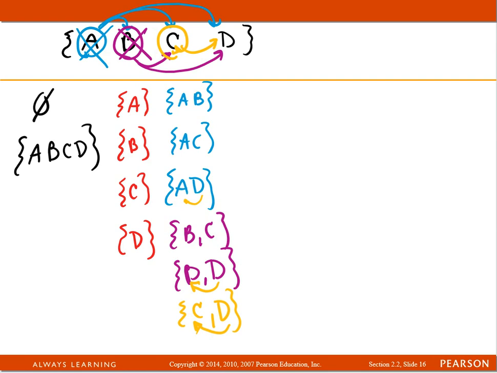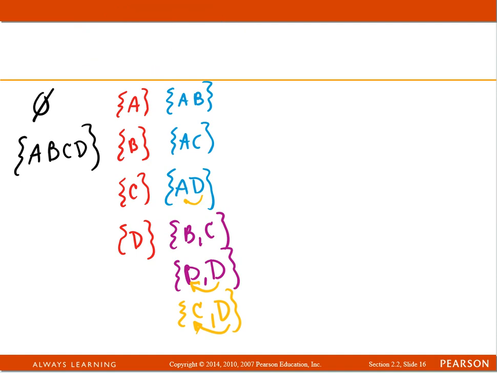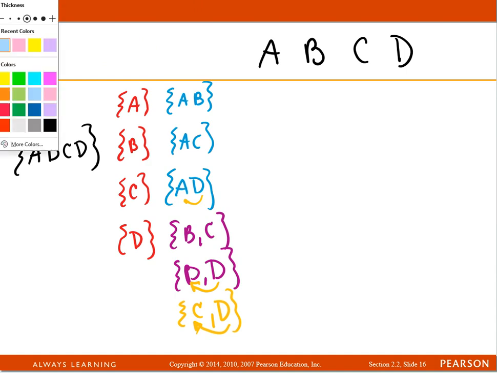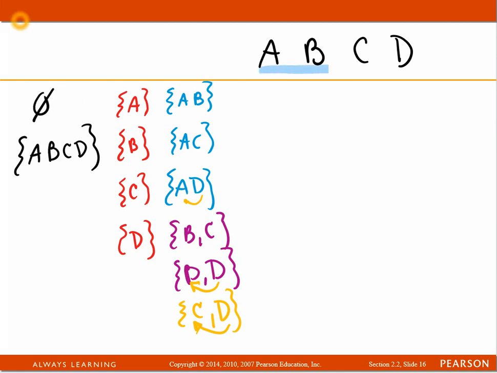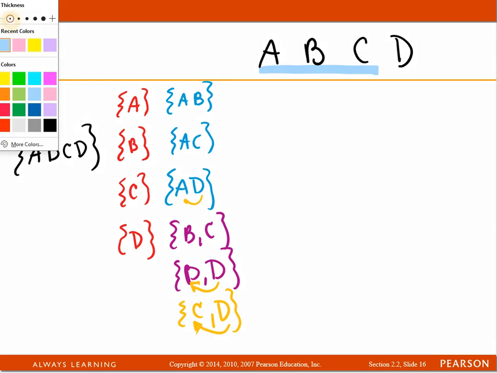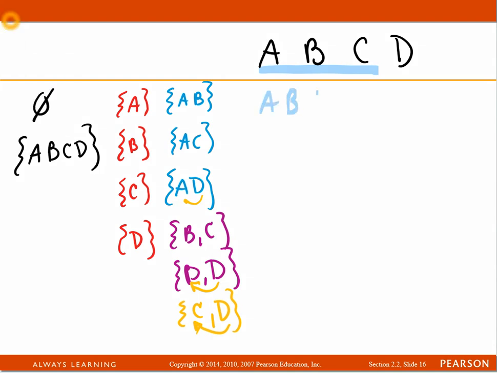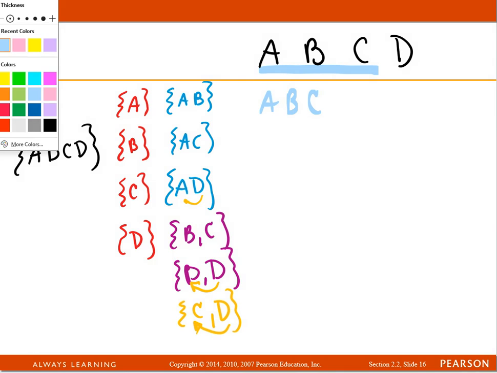All right. Now, when you come to triples, let me erase this and start again. When I go to do my triples, I got A, B, C, and D. This one I do a little different. I'm going to use highlighters on this one. Okay. I would start with A, B, and C. So A, B, and C is one of my triples.